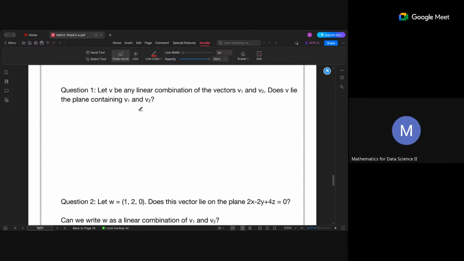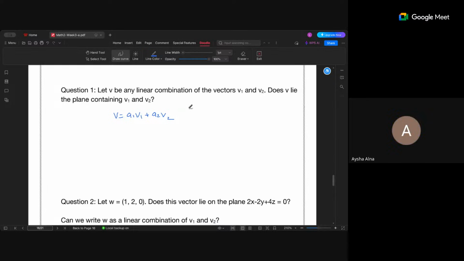Suppose V is a linear combination of the vectors. If they are a linear combination, then V is equal to a1 v1 plus a2 v2. Now v1 and v2 are in some plane. Can you say that this linear combination is also in the plane?